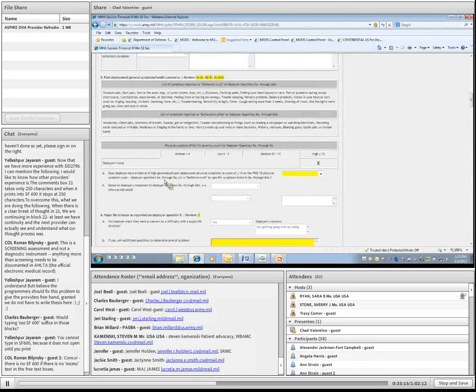So question 5A is asking, does the deployer have evidence of high generalized post-deployment physical symptoms? Basically, they do. They scored a 15 on that scale. So we're going to say yes. This is based on deployer's responses to deployer questions 8 through 8DD. Is a referral indicated? That was question 5B. Since they did score high on the matrix for physical symptoms, we're going to go ahead and say yes, we're indicating a referral.